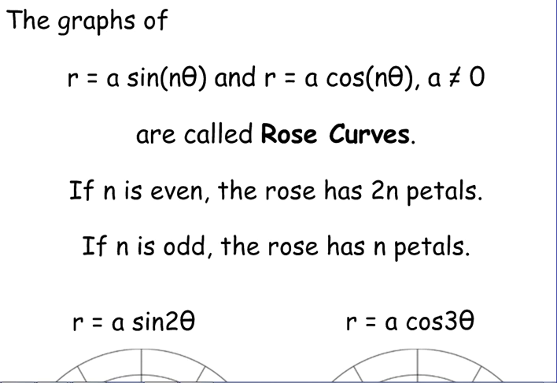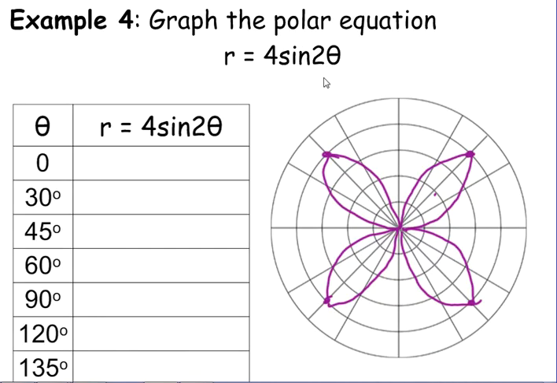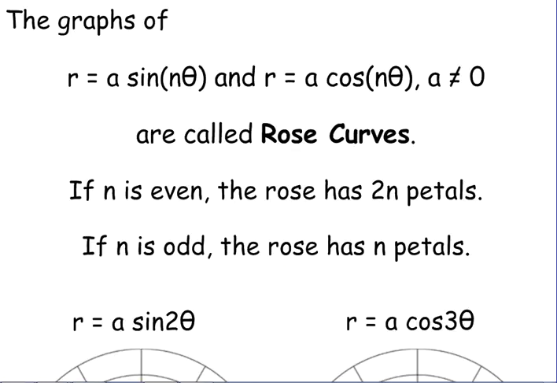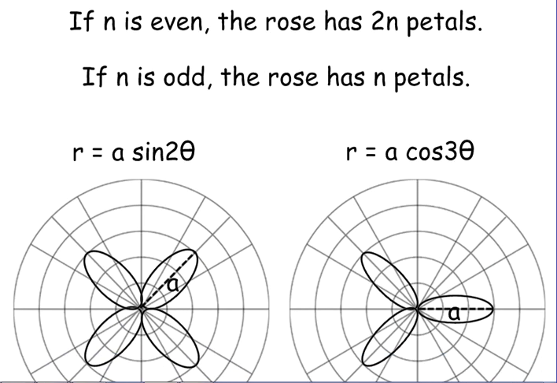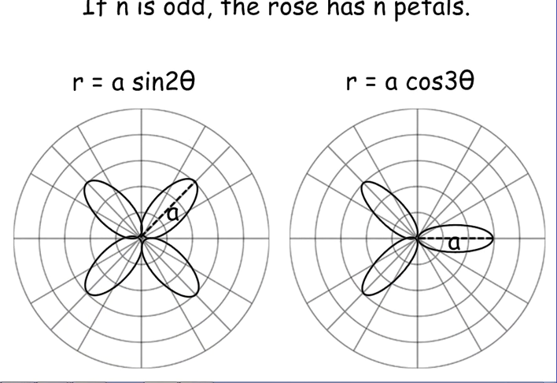So here's the interesting thing. If n is an even number, then the rose has 2n petals. So here we had 2 theta, so that's an even number, and we ended up with 4 petals. If n is odd, then it has that number of petals. So this is like what we just did. And notice the a, the constant in front, is the length of your petal at its maximum. But if we had cosine of 3 theta, then we would only have 3 petals.